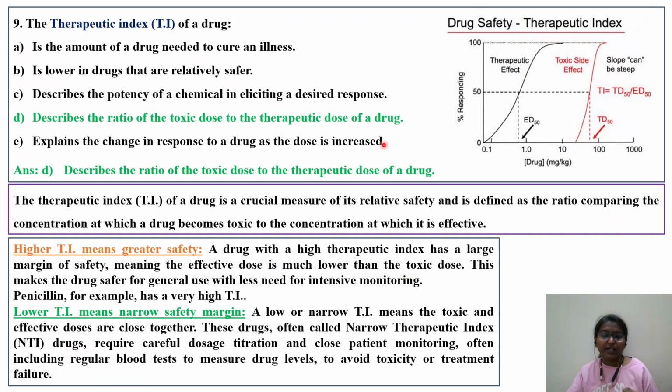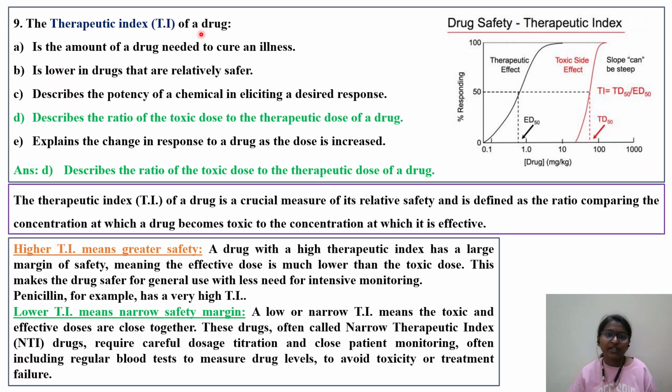Then we have question number 9, the therapeutic index of a drug. One question will be with respect to the dose response curve, either with respect to hormones or otherwise. When I wrote the exam, they gave different shapes of graphs and asked me to interpret them in the options. So that is very important.